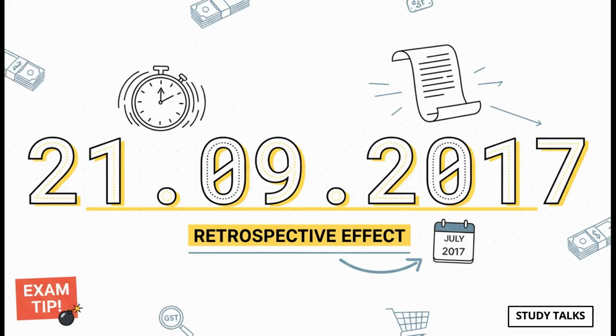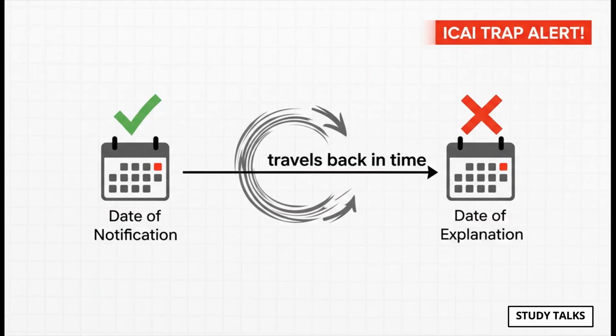And the answer, the time travel part, is September 21st, 2017. That's right. The law says that any explanation like this has a retroactive effect. It applies all the way back from the date the original exemption was born, as if it was there the whole time. And there you have it, the big ICAI trap alert. In a case study or an MCQ, they're going to throw a bunch of dates at you. Just remember, the effective date for an explanation isn't its own birthday. It's the birthday of the original notification it's clarifying. It literally travels back in time. Do not get caught by this.